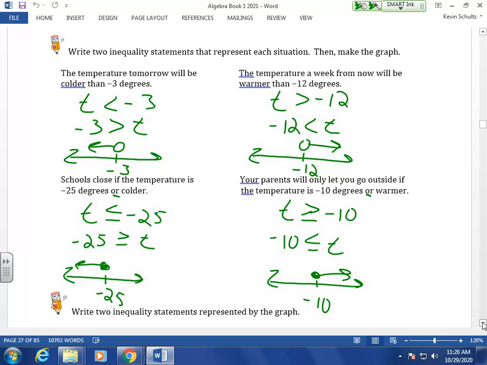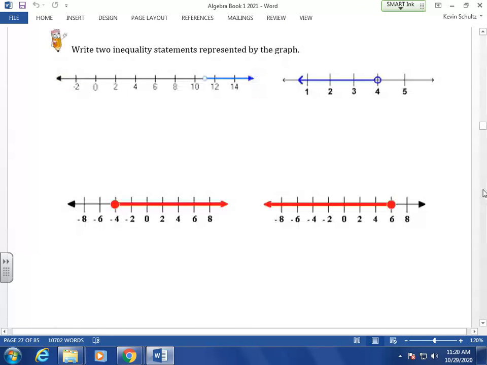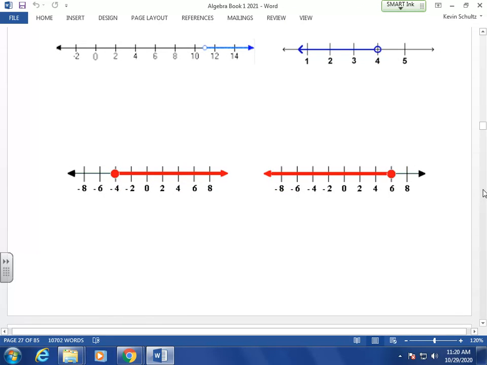And then the bottom section, I gave you the graph. You needed to write the inequality statements that fit it. So you can use whatever variable that you want to. I'll use n. N is greater than 11, or 11.